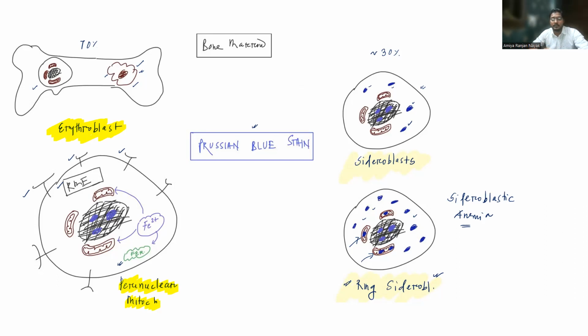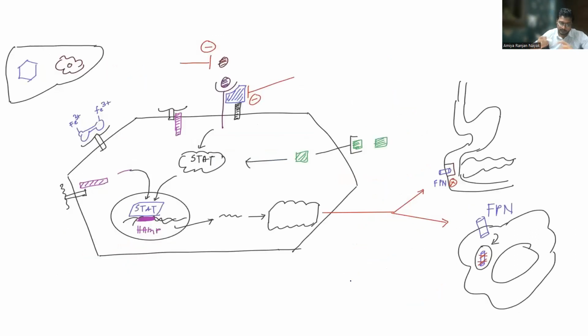Now we have discussed the duodenum, the macrophages, and the bone marrow, the developing erythroblast. Now we'll see what is happening in the hepatocytes. This is very important. Inside the liver, iron can again be taken up by the macrophages, which we already discussed. Now we'll see what is happening in the hepatocytes.